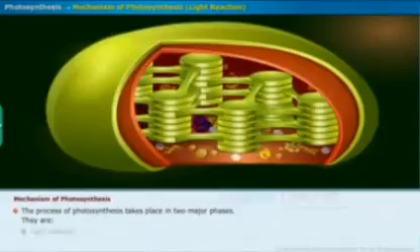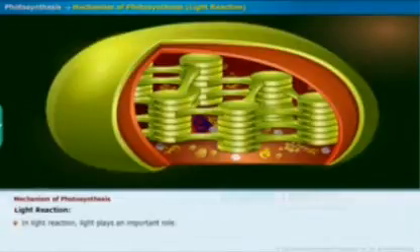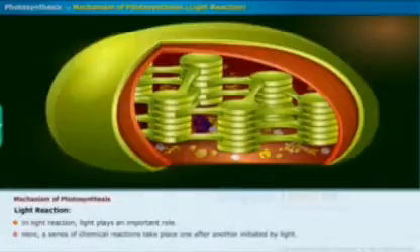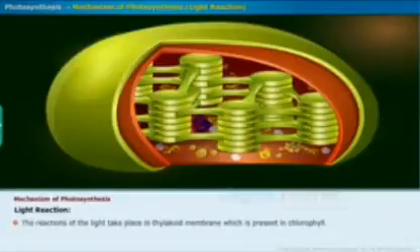In the previous session, 11th class NCERT book, we have discussed already about photosynthesis. Today we are going to talk about the light reaction and the dark reaction of photosynthesis. In light reaction, light plays an important role. Here, a series of chemical reactions take place one after another, initiated by light. Hence, this phase is technically termed as photochemical phase.